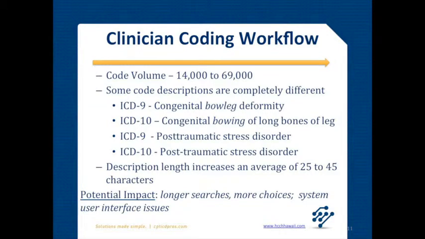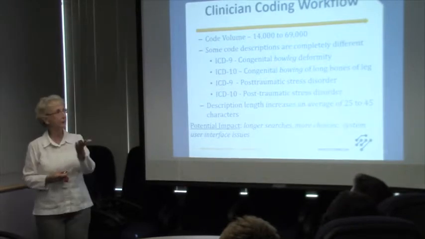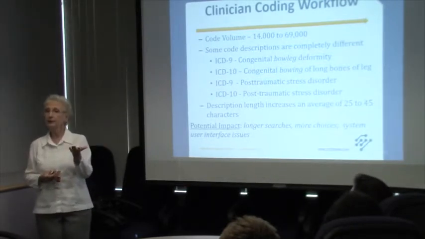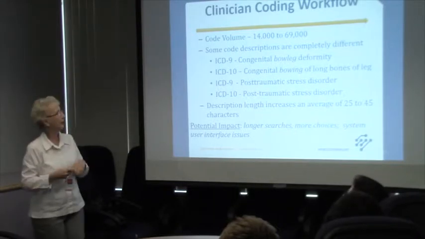Okay, as I said, 14,000 to just under 70,000. Some of the code descriptions are completely different. And so how you look it up in the system to find it may be very different. So whatever product you're using to search might be different.